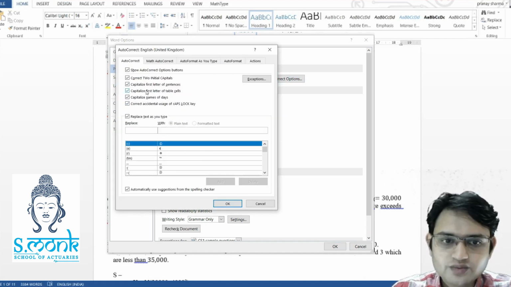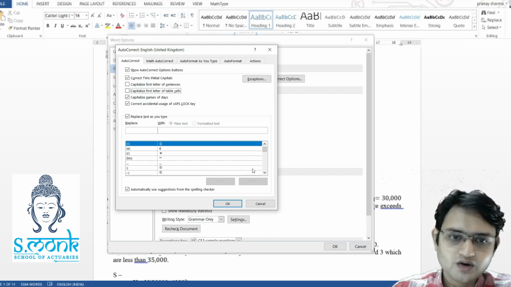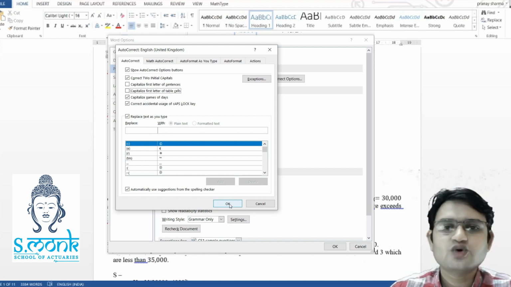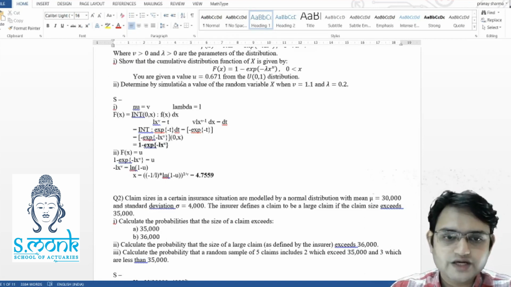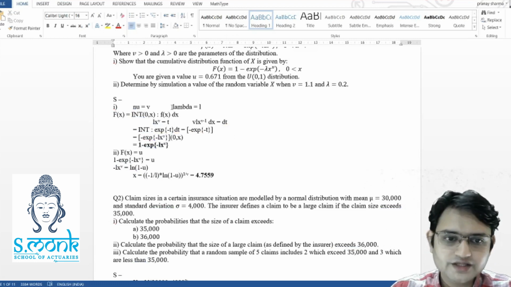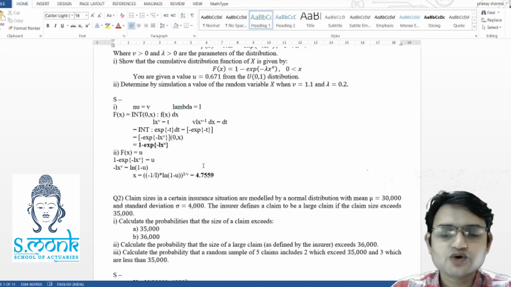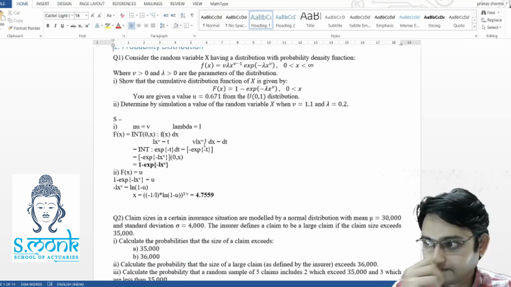In this AutoCorrect options, just deselect this capitalize first letter of sentences and capitalize first letter of table cells. Sometimes we do not want capital letters, but it capitalizes them automatically, and that may be a problem. So that is why I deselect those as well. Now you can see it's much more clear and much more intuitive to read these particular terms.